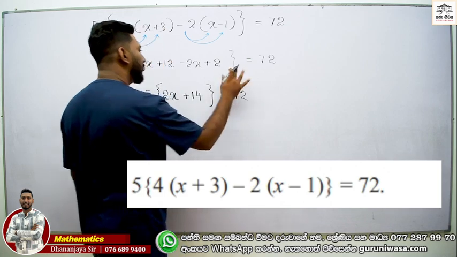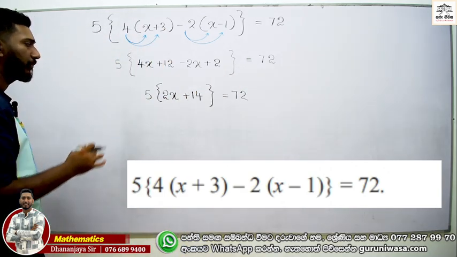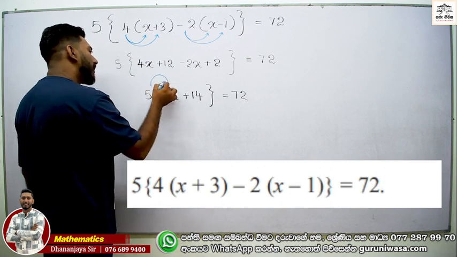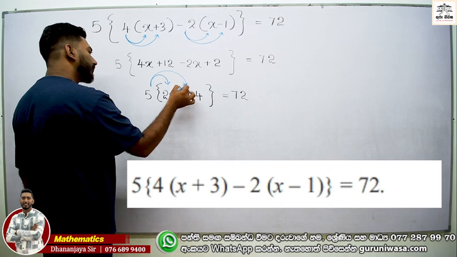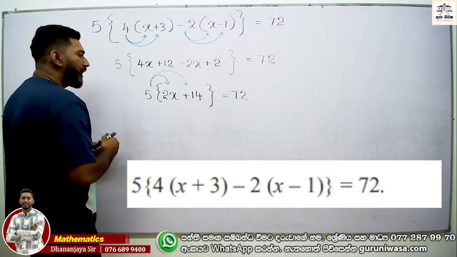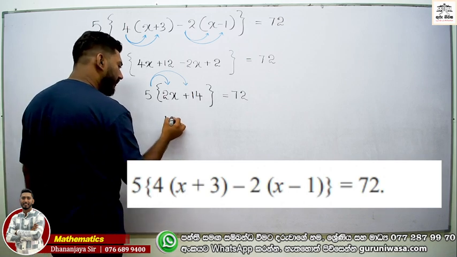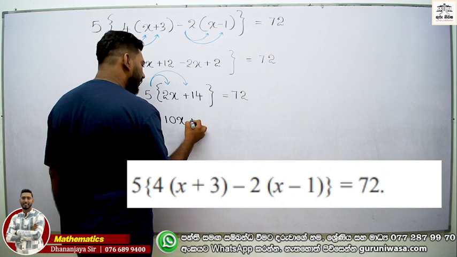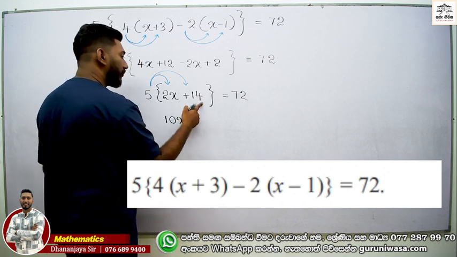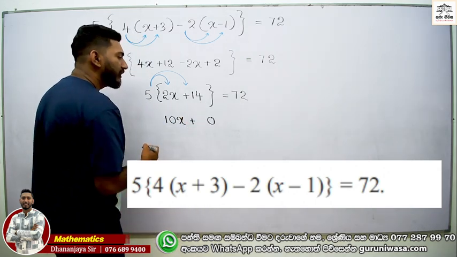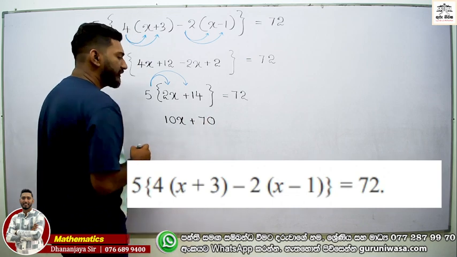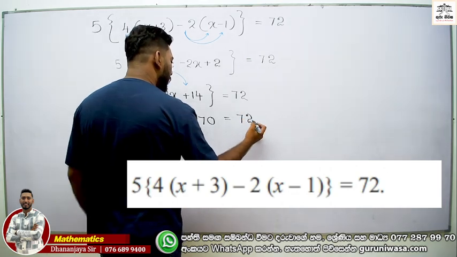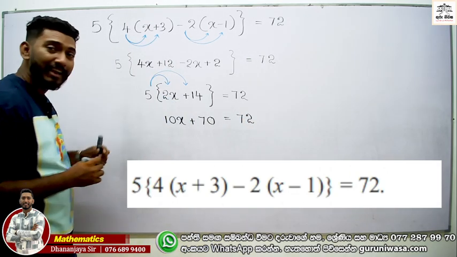Now we have two steps. Now I'm going to the third step. Again you have to expand the brackets, multiply by 5. Now tell me, 5 times 2x should be 10x. 5 times plus 14: 5 times 4 is 20, 2 remainder, and 7, so 70. Equals 72. Now this one is the easy one in grade 8.